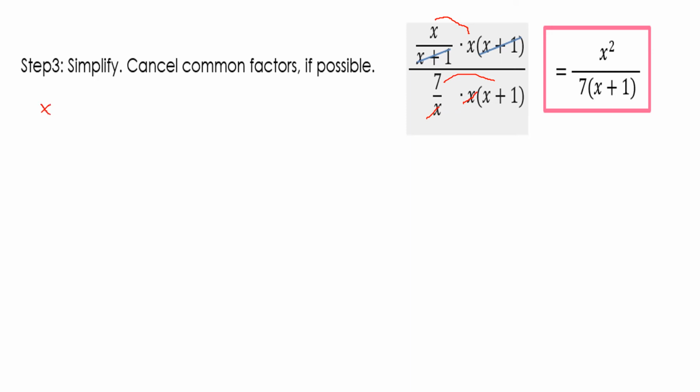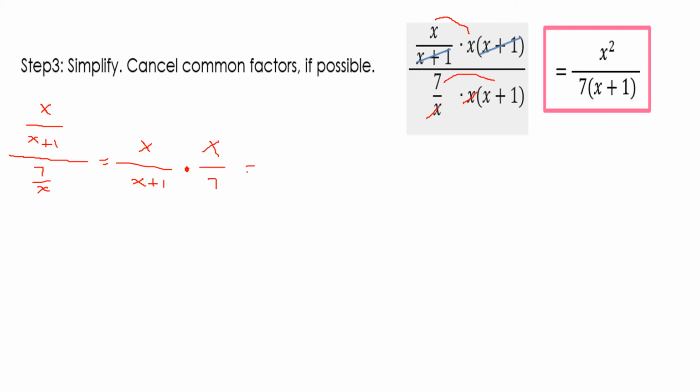So x over x plus 1 all over 7 over x. Okay, so first you copy the numerator, which is x over x plus 1, times, then what is the reciprocal of 7 over x? So you interchange the numerator and the denominator. This becomes x over 7.